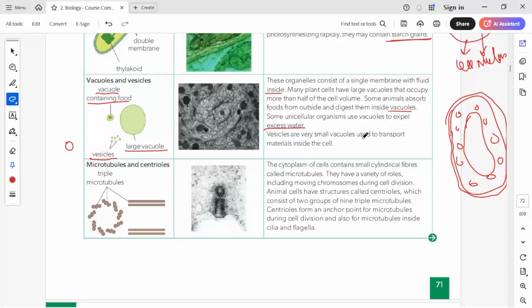Vesicles are very small vacuoles used to transport materials inside the cell. So vesicles are very small vacuoles. For transportation, they are helpful. Next is microtubules and centrioles.